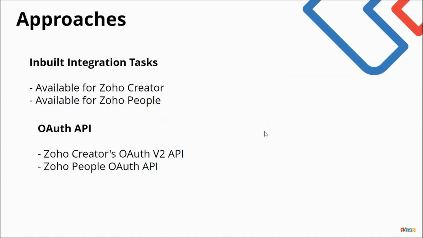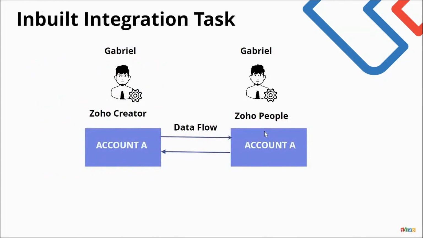What are the various approaches that can be used to integrate Zoho Creator with Zoho People? The first approach that we would take is the inbuilt integration task, and the next approach would be using the OAuth API. So let's get into each topic. First one is the inbuilt integration task. So when do we have to go with the inbuilt integration task?